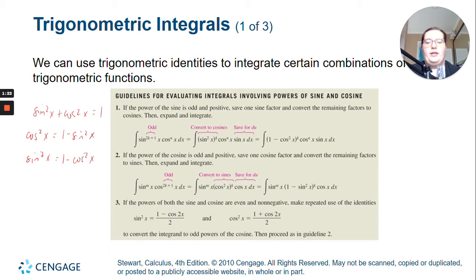Now if both of them are even, then we would use the next identity, which is down here, which you might have seen when you took geometry, I'm not sure. Another way to write sine squared is 1 minus cosine of 2x over 2, and cosine squared is 1 plus cosine of 2x over 2. So then we would go back and use the original ones. But if you have an odd power, we're going to take one out and save it for later. If you have even powers, then we use the equations at the bottom.